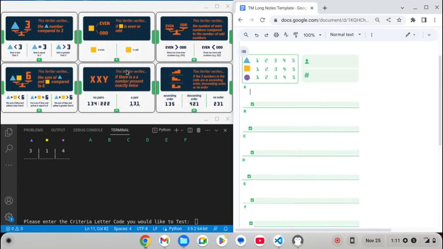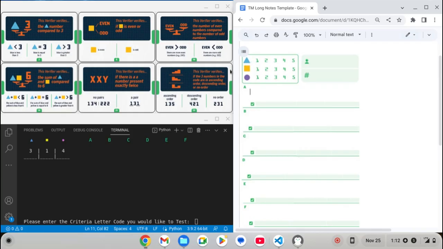So in our grid above, we've got our 6 criteria cards. On the top row, we've got criteria card A, criteria card B, and criteria card C. On the bottom row, we've got criteria card D, criteria card E, and finally criteria card F. Criteria card A takes a look at our first digit, and the Turing Machine will compare it to the number 3. So should the value of triangle be less than 3? Should it be equal to 3? Or should the value of triangle be greater than 3?